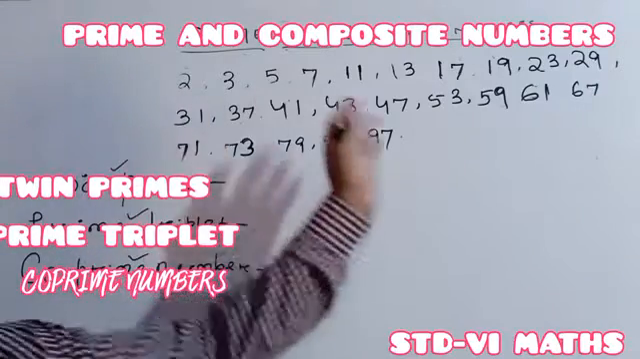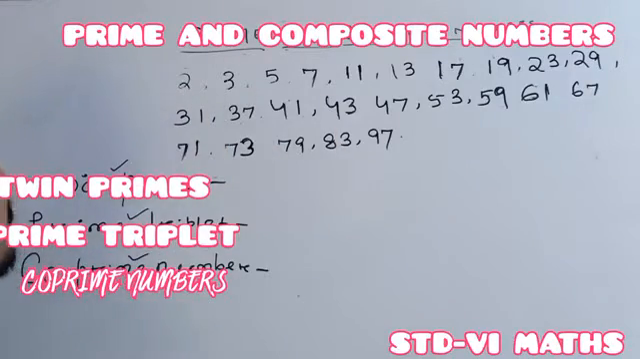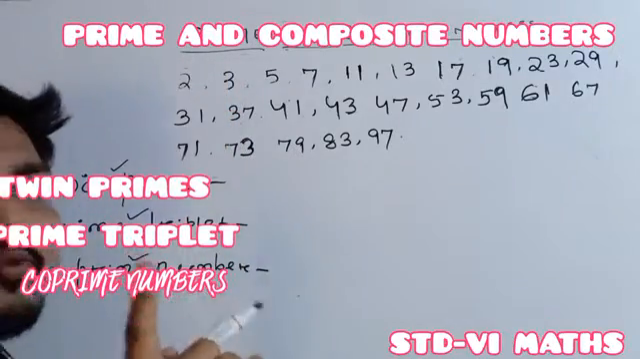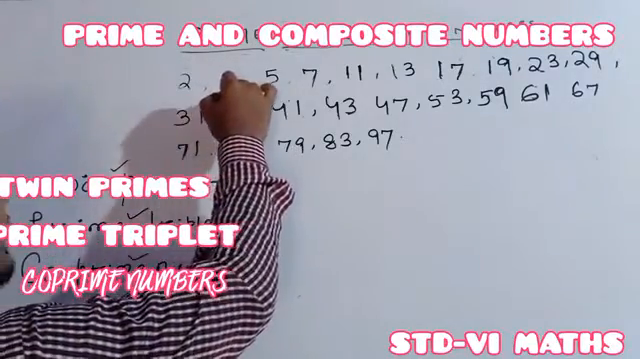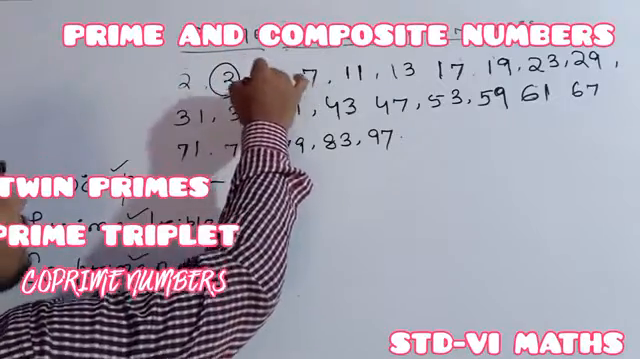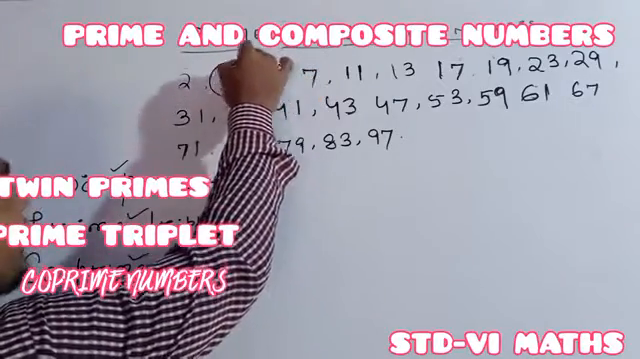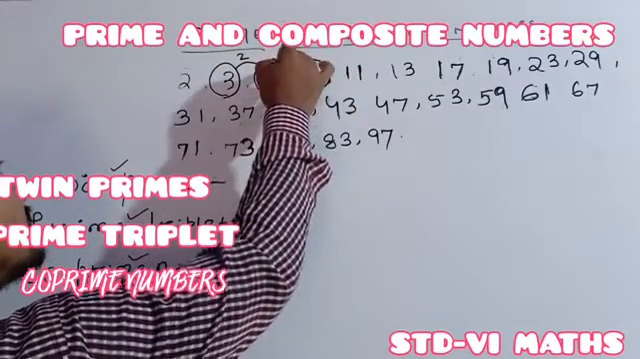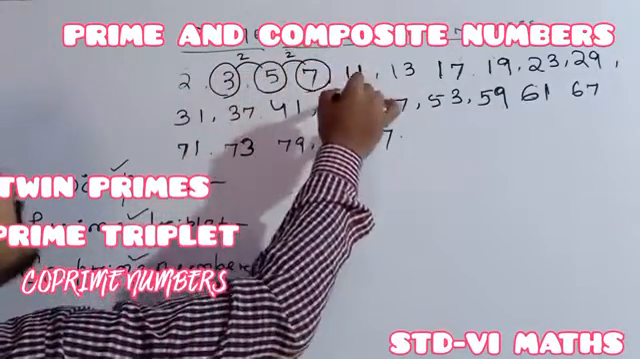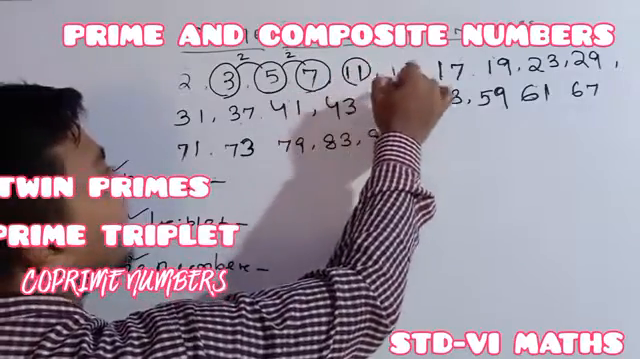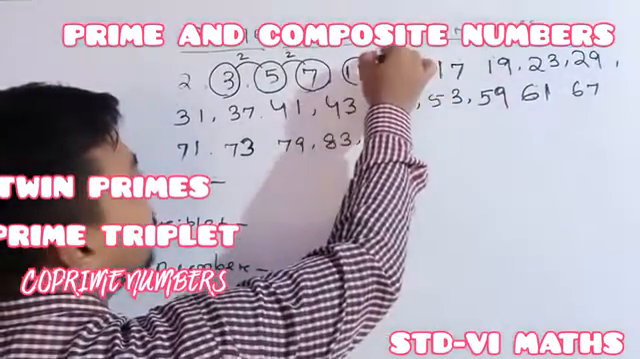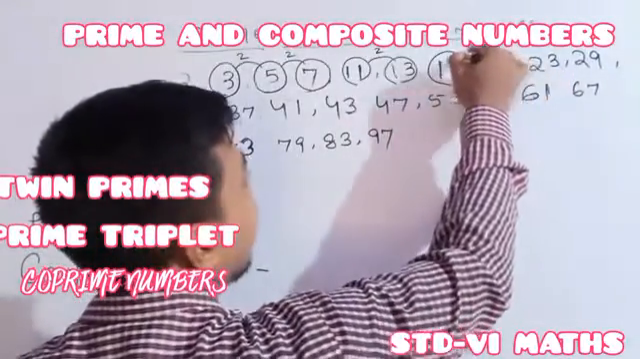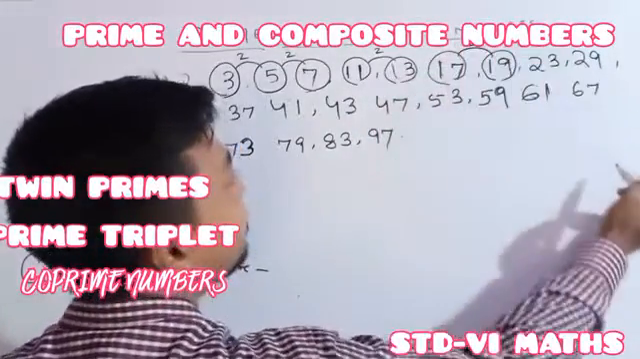So from all these prime numbers, you just have to see one magic. Between 2 and 3, the difference is 1. But we will collect the prime numbers whose difference is 2. See, here it is nearby, the difference is 2. 5 and 7, the difference is also 2. Here it is 11 and 13, their difference is 2. Here it is 17 and 19. Their difference is also 2.